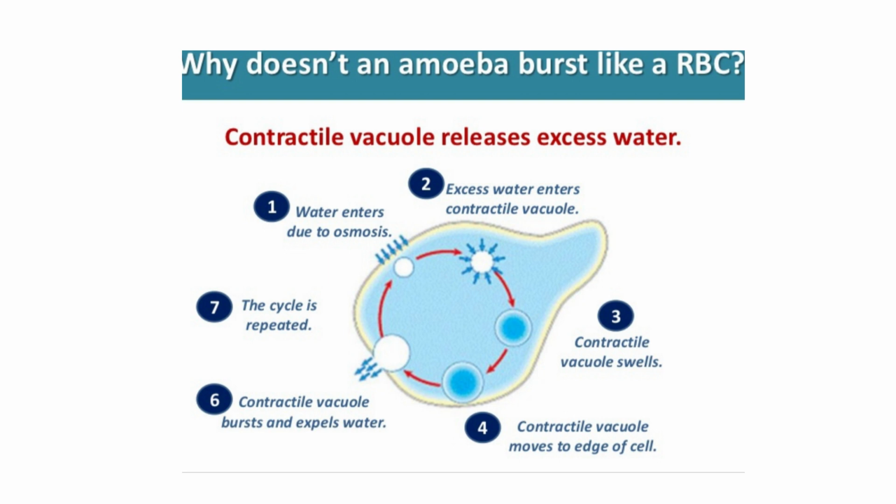And then the contractile vacuole, which is completely filled with water, will move towards the edge of the cell, and when it is filled, it now has to be emptied. So it expels the water by bursting, and then this cycle is repeated again and again. That is how the cycle continues.